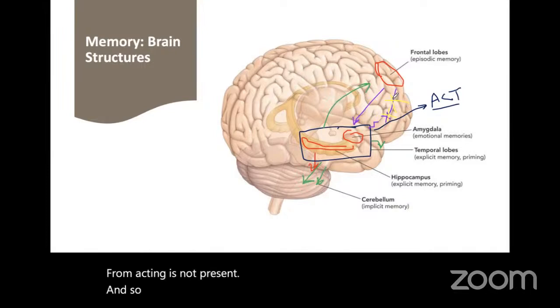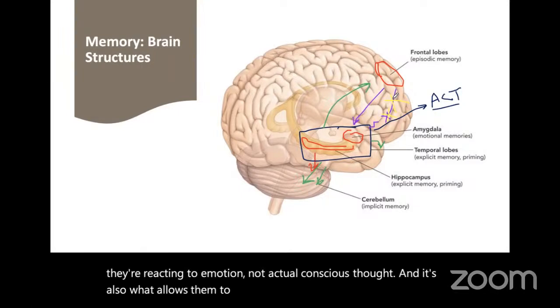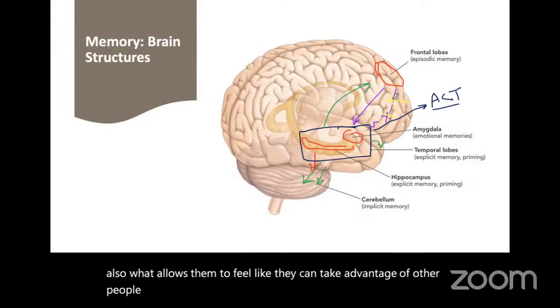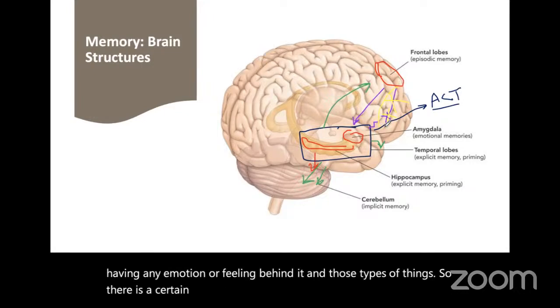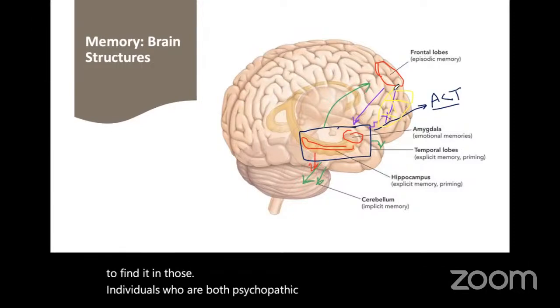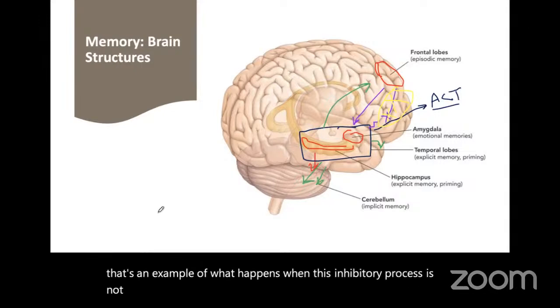And so these individuals act very impulsively. They act as if they're reacting to emotion, not actual conscious thought. And it's also what allows them to feel like they can take advantage of other people, hurt them. It's why a serial killer can dissect someone without having any emotion or feeling behind it, and those types of things. So there is a certain population where this tract is missing, and we tend to find it in those individuals who are both psychopathic and engage in serial killing. So that's an example of what happens when this inhibitory process is not present, okay?